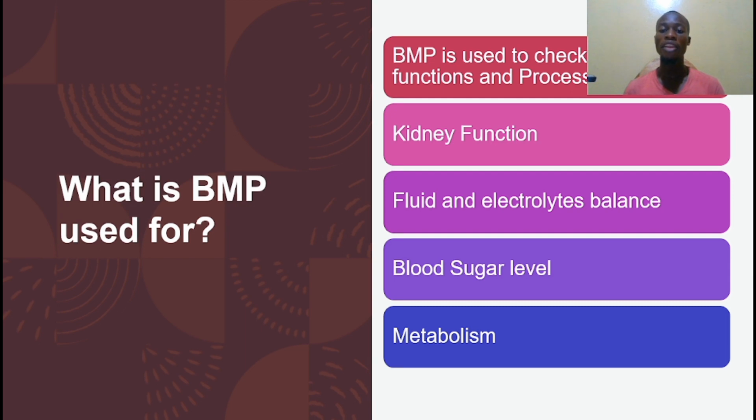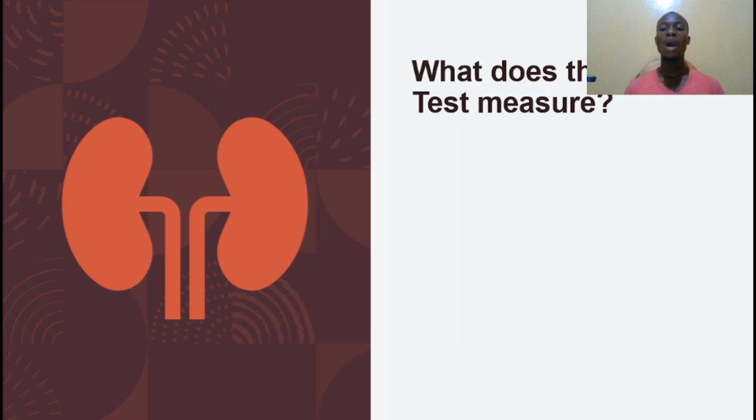Basic metabolic panel is actually used for checking the kidney function, the fluid and electrolyte balance, blood sugar level, and metabolism. So what does the BMP test measure? What are those things that the BMP test measures? Previously, I said that the BMP measures 8 distinct biochemicals in the human body. And what are those 8 distinct biochemicals?